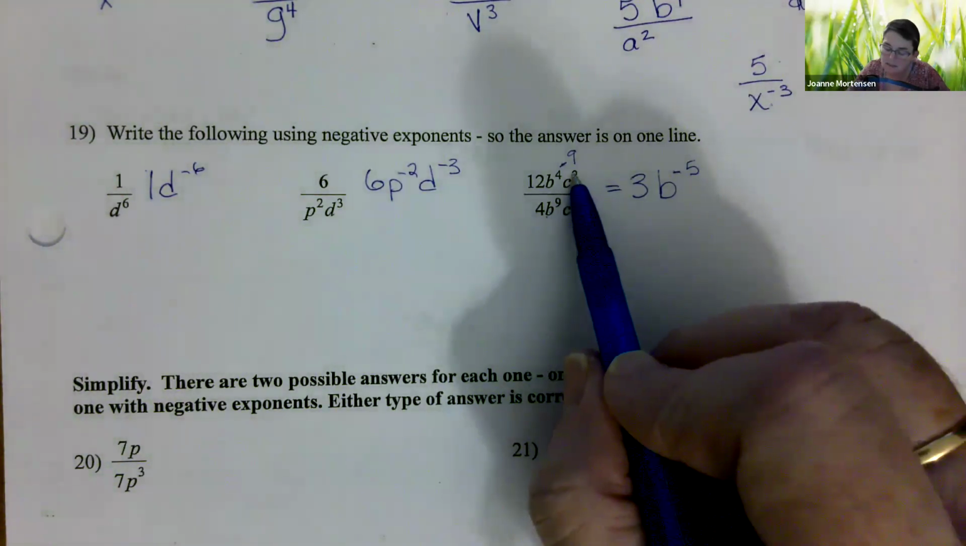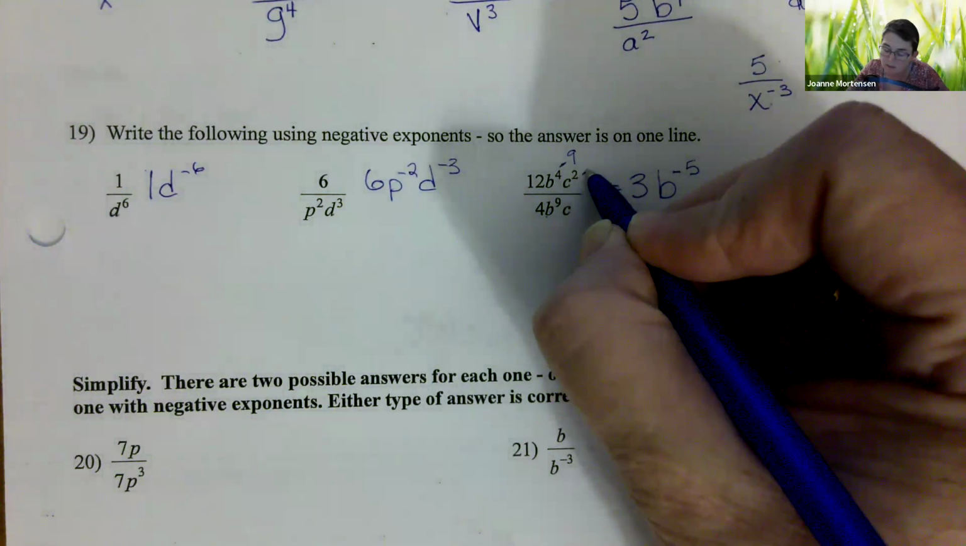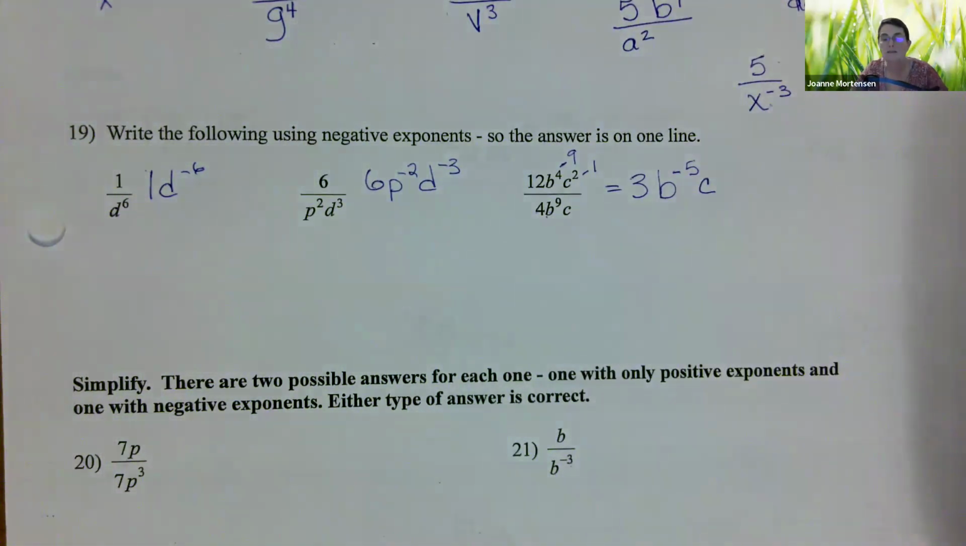Now my c's, I've got c squared and c. I have more on the top. So it's just plain 2 minus 1. So that's going to give me just c. Ta-da!